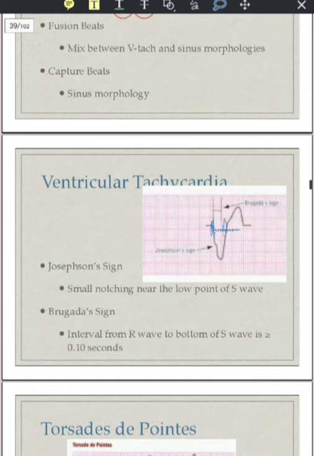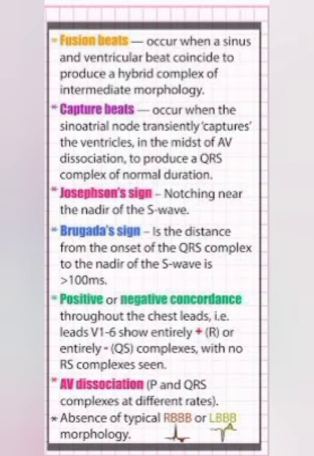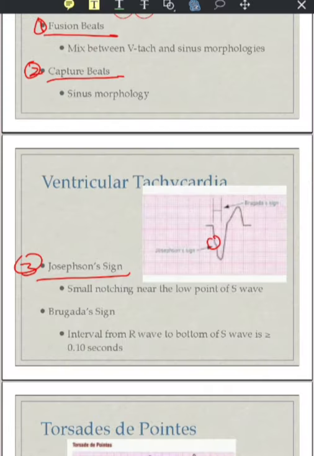So these are four signs in ventricular tachycardia. Number 1 sign is fusion beats. Number 2 sign is capture beats. Number 3 sign is Josephson sign, which means that there is small notching near the lowest point of the S wave. And there is Brugada sign, which means the interval from R wave to bottom of S wave. So if here is an R wave and there is the bottom of the S wave, this interval is going to be more than 0.1 second.